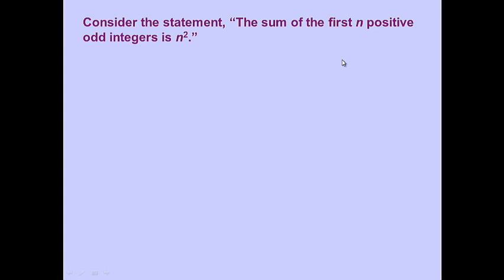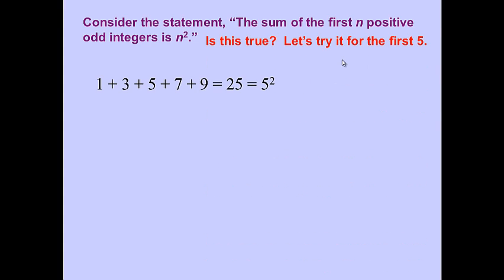Consider the statement: the sum of the first n positive odd integers is n squared. In other words, 1 plus 3 plus 5 plus 7 is equal to the number of terms squared. So is this true? If we try it out for the first 5, let's think about this. 1 is 1 squared. 1 plus 3 is 4, which is 2 squared. 1 plus 3 plus 5 is 9, which is 3 squared. If we add 7, it's 16, which is 4 squared. If we add 9, it's 25, which is 5 squared.